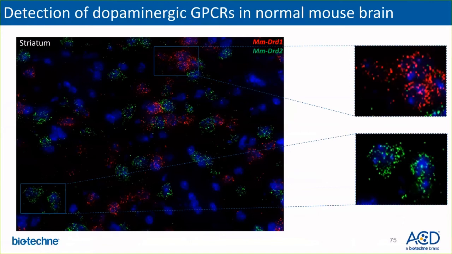For many GPCRs, there are either no antibodies available or no reliable antibodies available. So the detection of GPCRs in the tissue context can be limiting. Dopamine receptors are implicated in many neurological processes. Here we demonstrate detection of GPCRs DRD1 shown in red and DRD2 shown in green using RNAscope multiplex fluorescence assay.